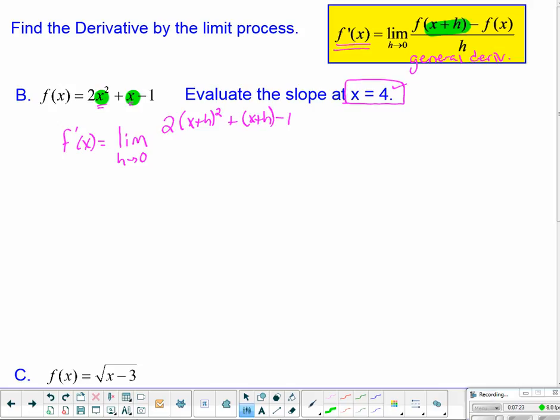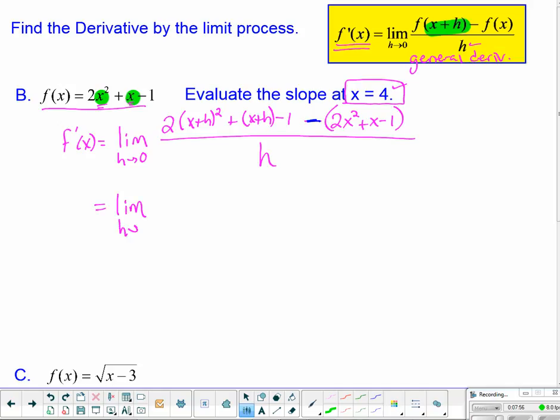The next step is to subtract f of x. Well, f of x is this function as it's shown, 2x squared plus x minus 1. Not forgetting to put parentheses around that, because of this negative sitting out in front of my group I was supposed to subtract, all over h coming from the formula. It is now set up, and we're ready to go ahead and do the algebra involved.